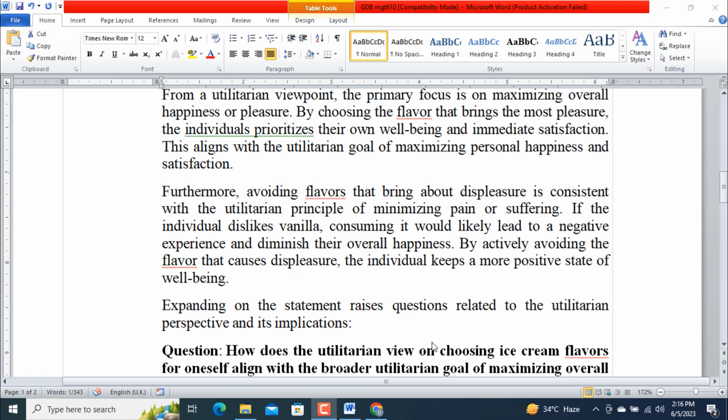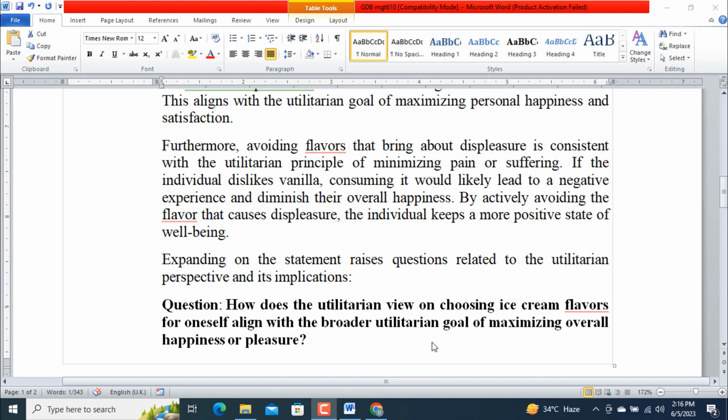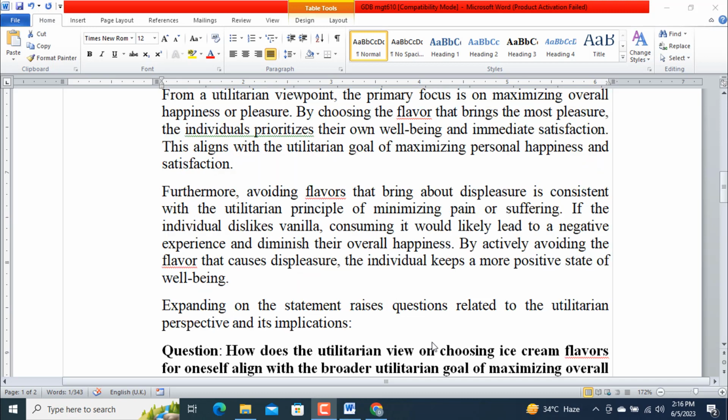Expanding on the statement raises a question related to the utilitarian perspective and its implication. Question: how does the utilitarian view on choosing ice cream flavor for oneself align with the broader utilitarian goal of maximizing overall happiness or pleasure?